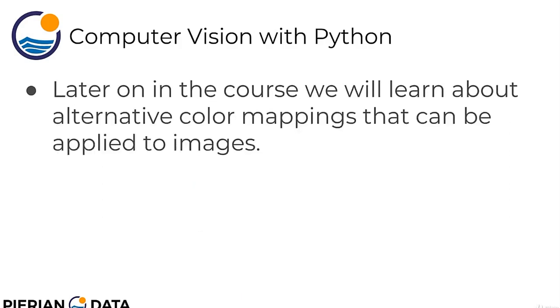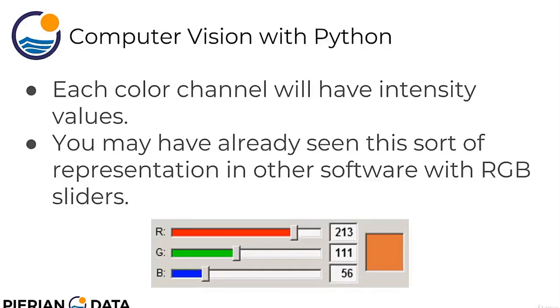Later on in the course, we're going to be learning about alternative color mappings that can be applied to images that go beyond just red, green, and blue. But for now, red, green, and blue will be more than enough for us. So each color channel will have intensity values. And you may have already seen this sort of representation in other software with RGB sliders. In fact, you can just Google RGB slider to play around with these sorts of values. So here you can play around with the values of red, green, and blue to produce different colors, all the way with values from 0 to 255.